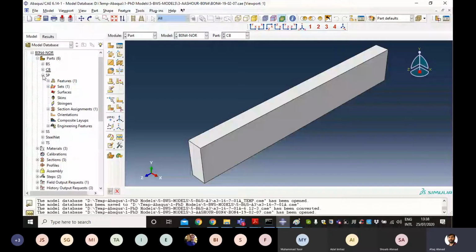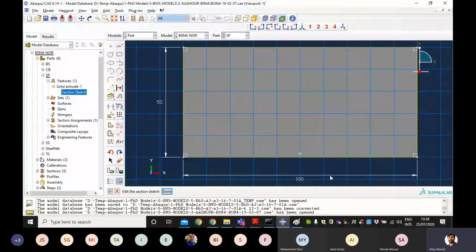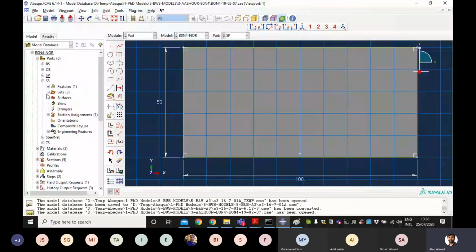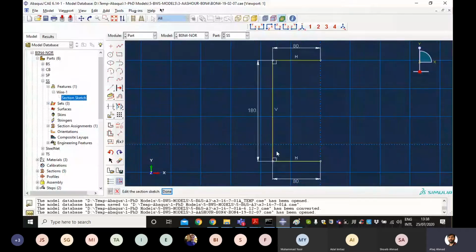Now the steel plates should again have the same width. The width is 100, the height varies. And now the ring spacing strip, that will be interesting for you. So this is the ring spacing.